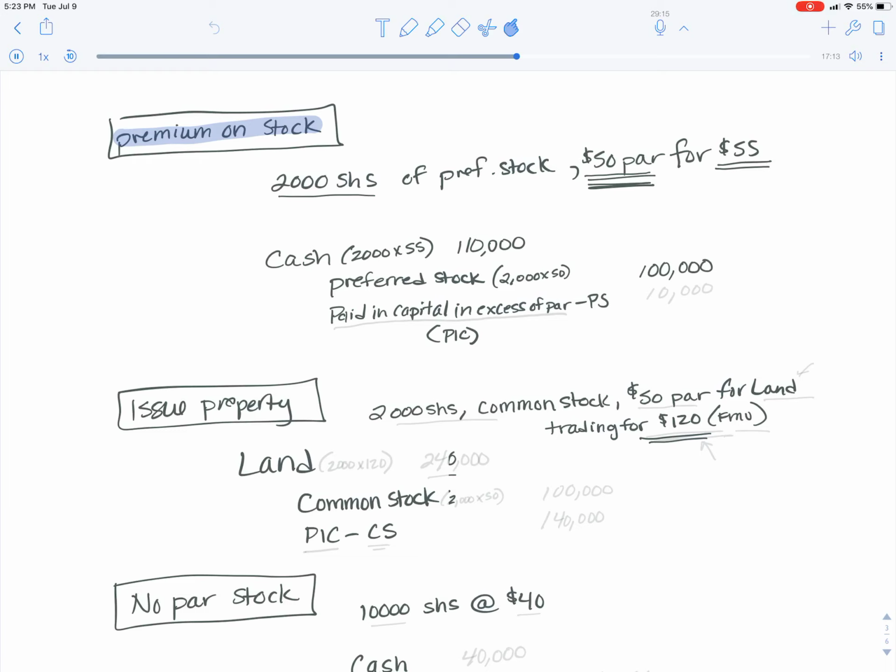So we're going to put the stock portion, or the par portion, in our stock account. Anything that's extra, we put into an account. It's a new account. It's called paid in capital in excess of par. So this is that extra $5 a piece that we got for each stock, and that's the extra 10 is going to go into that account.